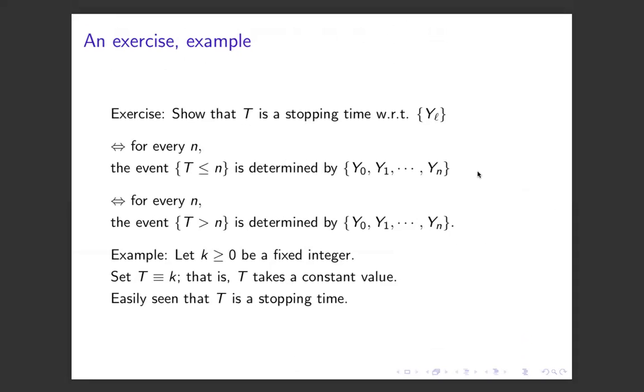As a first example of a stopping time, take T identically equal to k, where k is a fixed integer. So this takes the constant value. You can easily see it is a stopping time.